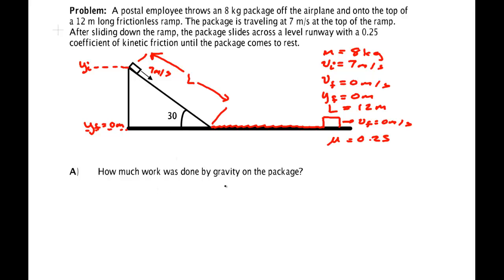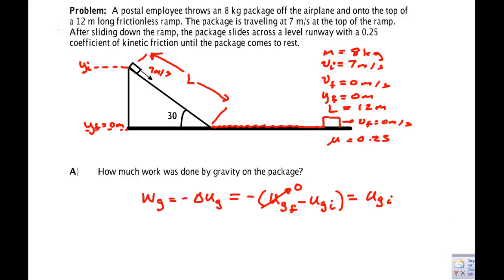How much work was done by gravity on the package? Well, the work by gravity is equal to minus the change in potential energy of gravity, by definition of what a potential energy function is. So this would be minus U gravity final minus U gravity initial. But its final potential energy is 0 because it's at where I call the y equals 0 potential energy reference point. So this says it's equal to whatever the initial potential energy was. So the work by gravity is equal to mg y initial.